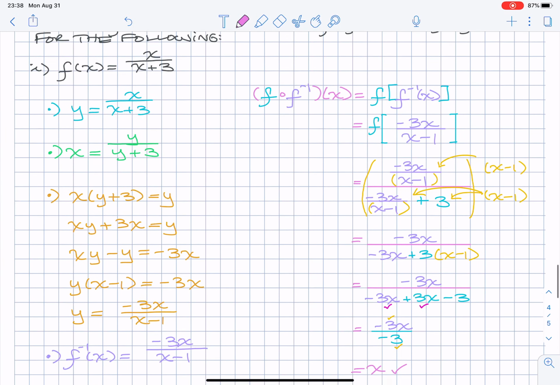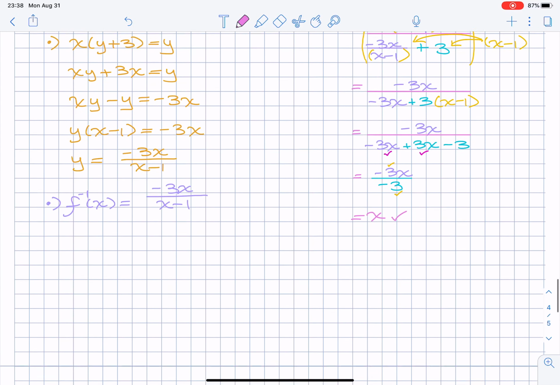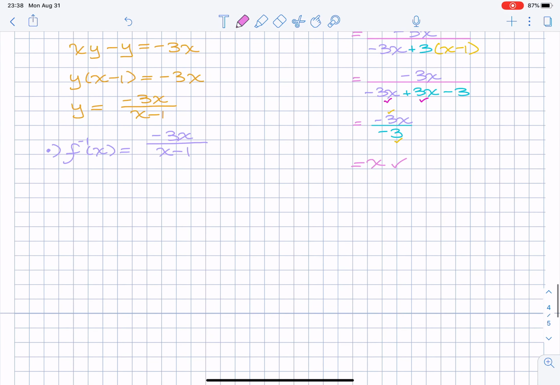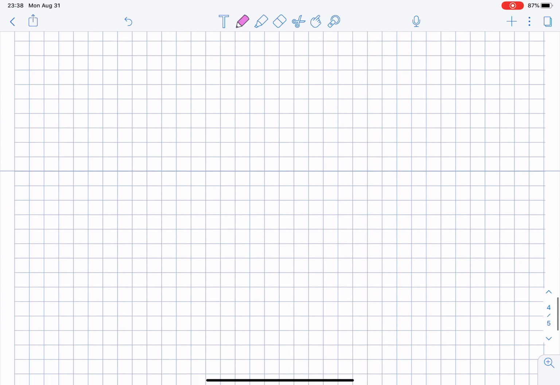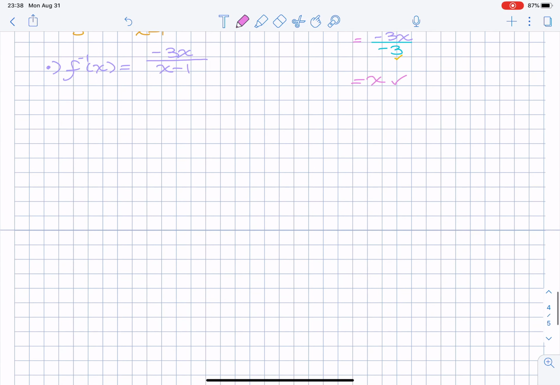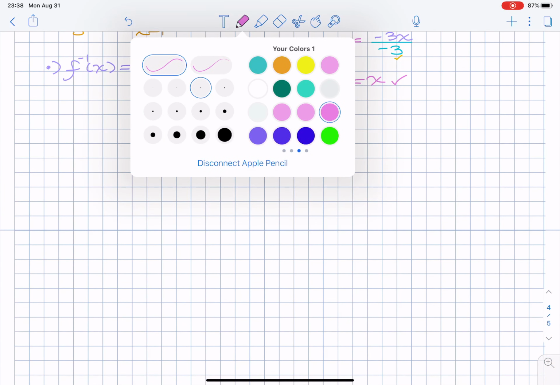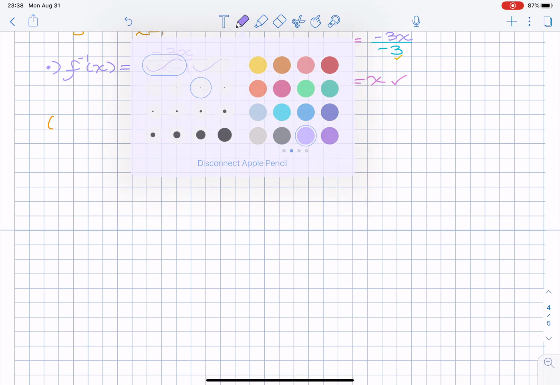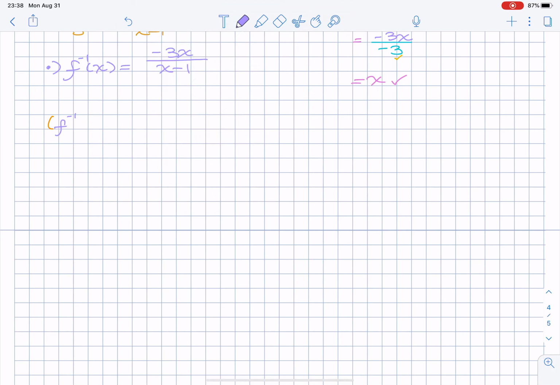Okay, and I'll leave it to you to show the other way, or shall I do it? What the heck, I'll do it. So let's compose. Where shall I start? Let's use a different color though. Let's use orange. So let's do f inverse composed with f of x.